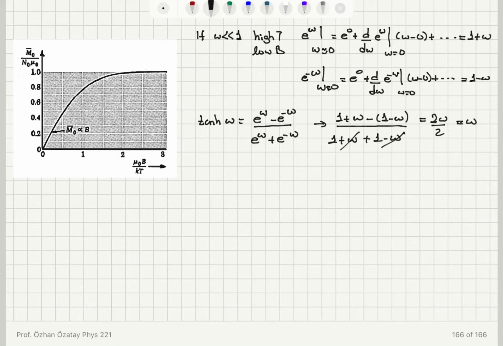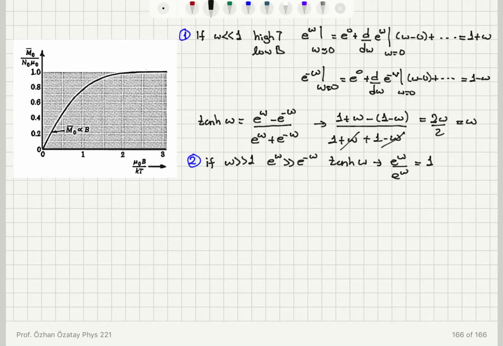So it's going to behave like omega. In the other limit, so this is the first case that I considered. In the second case that I will consider, if omega is much greater than 1, e to the omega will be dominating over e to the minus omega, and tangent hyperbolic omega will become e to the omega over e to the omega, which is 1.